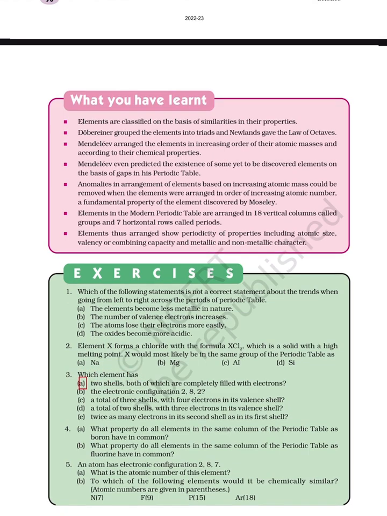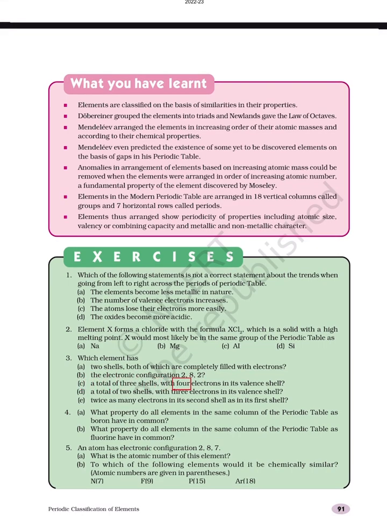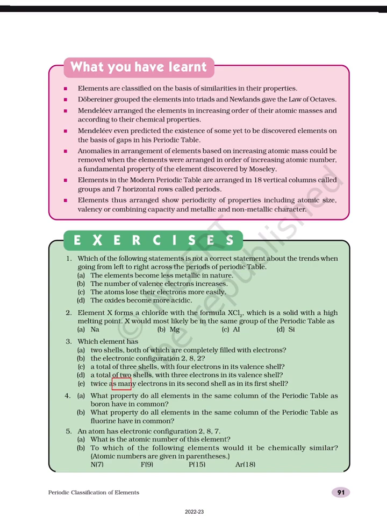3. Which element has a. Two shells, both of which are completely filled with electrons? b. The electronic configuration 2, 8, 2? c. A total of three shells, with four electrons in its valence shell? d. A total of two shells, with three electrons in its valence shell? e. Twice as many electrons in its second shell as in its first shell?